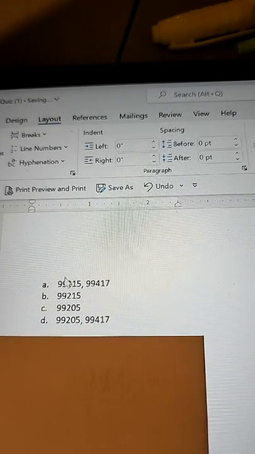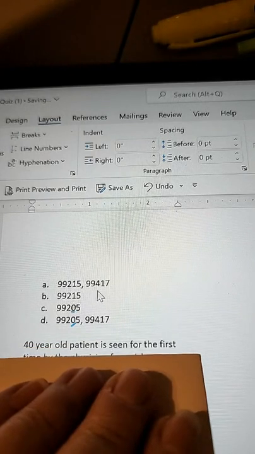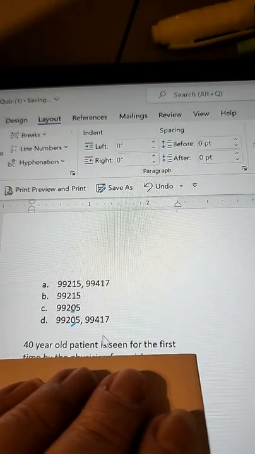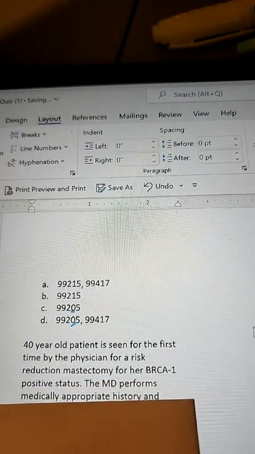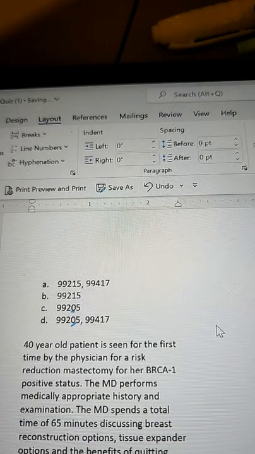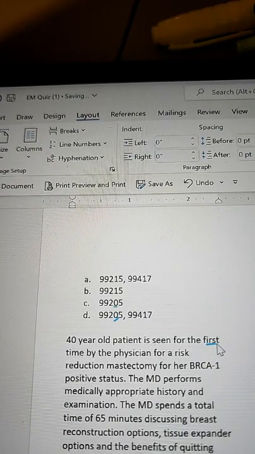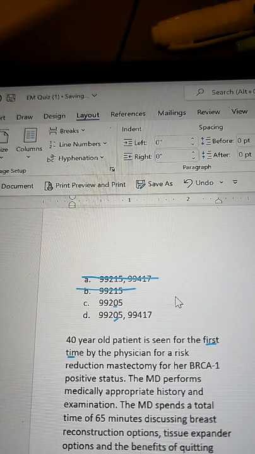All right, we got a difference between new and established. The zeros denote a new patient. The 15 is established. We have different times for those, which is important because we have a prolonged service code added to the end of two possible answers. So is our patient new or established? It says first time, so I think they're new. So we can get rid of A and B. Thank you, Twinkle. Have I really been talking for an hour and a half already?